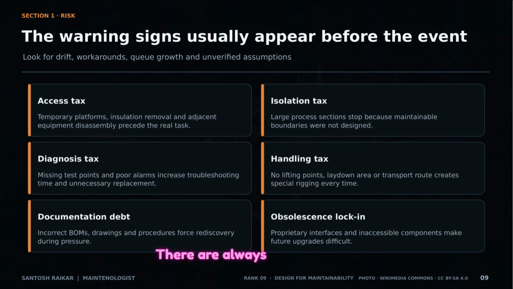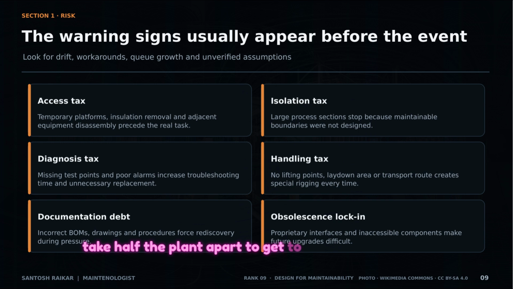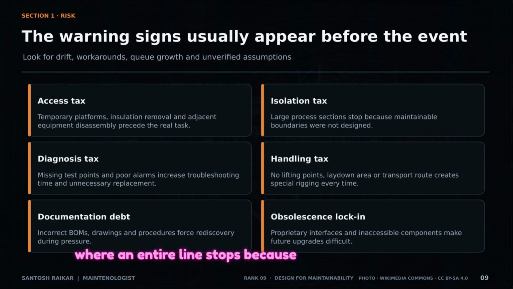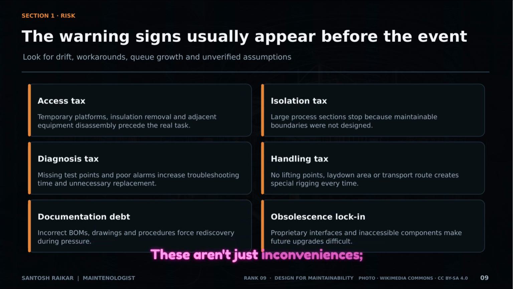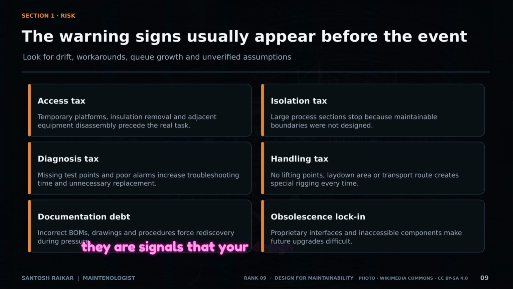There are always warning signs. Watch out for the access tax, where you have to take half the plant apart to get to one component, or the isolation tax, where an entire line stops because there's no local valve. We also see diagnosis tax for missing test points and documentation debt, where the BOMs don't match reality. These aren't just inconveniences. They are signals that your design process is failing the end user.